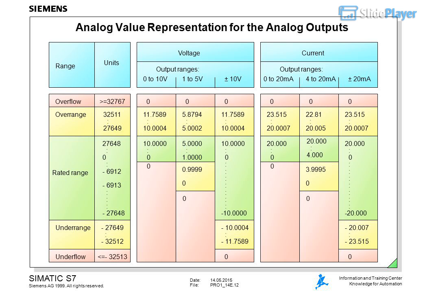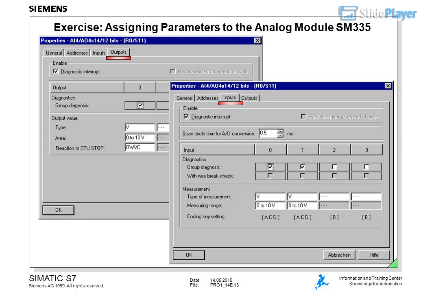Overflow: if the value to be converted reaches the overflow range, the analog output module is disabled, 0 volts, 0 milliamperes. Under range: minus 27,649 to minus 32,512. Underflow: less than or equal to minus 32,513.